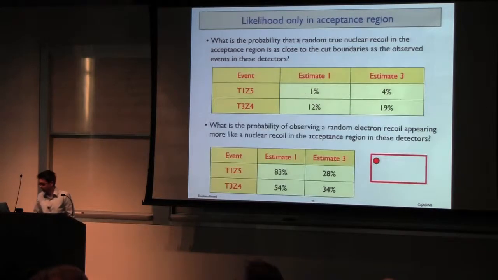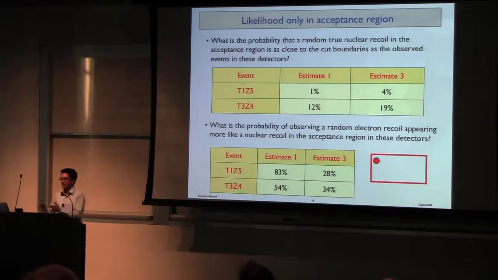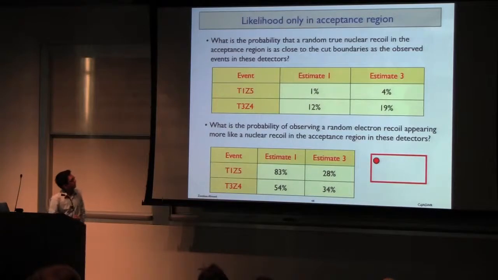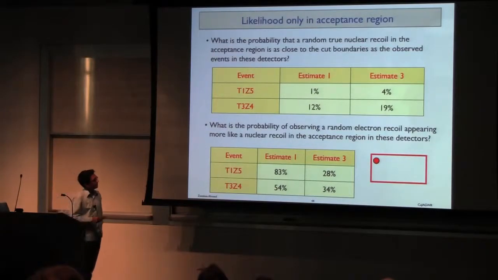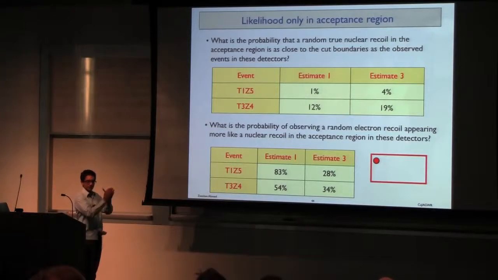Okay, then we can ask a couple of other questions, which is, if we restrict ourselves only to that box now and look at these likelihood distributions only in the box, we can ask questions like, how close were we to the cuts? And so we can ask, what is the probability that a random nuclear recoil is as close to the cut boundaries as the observed events? And so these are small numbers for T1Z5, and to be a true nuclear recoil or a WIMP candidate, the expectation value for that number is maybe about 50%, right? Being in the middle.